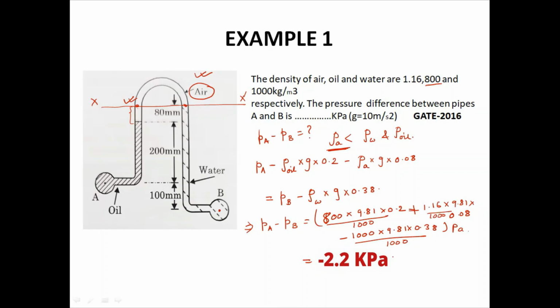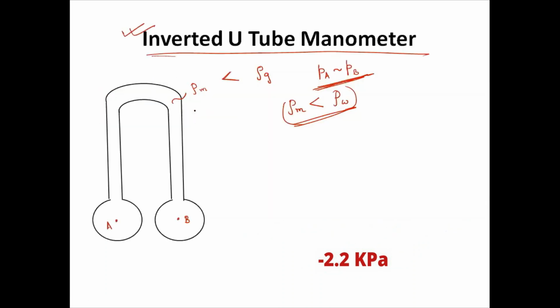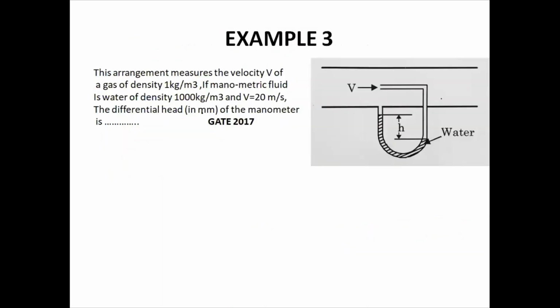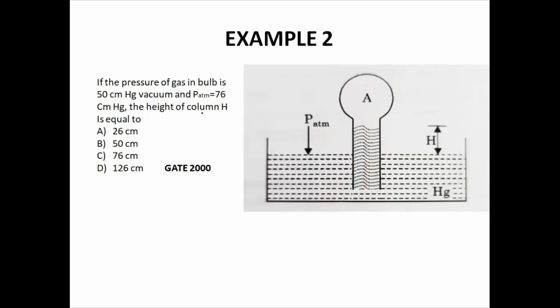The concept is most important, because as you go in the upward direction, you have to take the minus of it. Here also, if you go in the upward direction, you have to go for the minus. So that is one example here, the inverted U-tube manometer. One more simple example is here. It is the most simple thing. Example number 2 we are talking about.